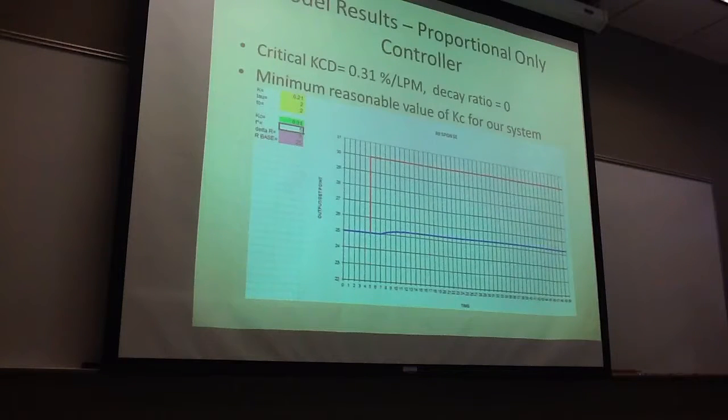So then for the proportional only controller, we had an Excel file and we had to switch the KC values to analyze the response of the system. The minimal reasonable value of KC for our system is 0.31. It gives us a decay ratio of 0. You can see that the system is not oscillating, which is the main point of the critical region.